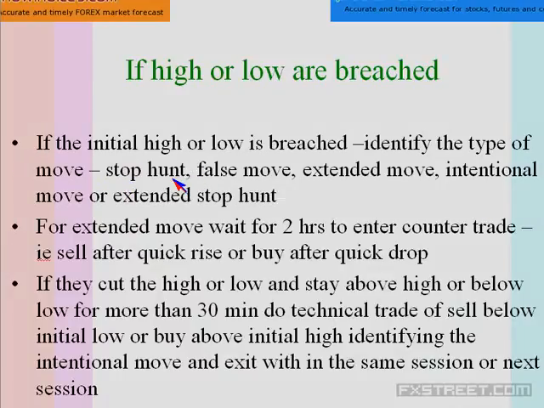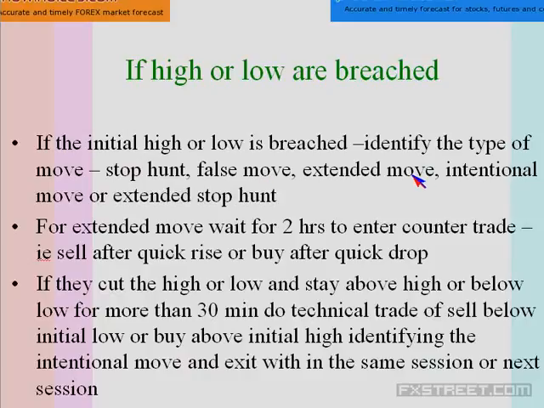So we have to identify whether it is a stop point. That is, it goes above the high and comes down in less than 30 minutes. Now, in the case of Euro, they come closer to the high, but still have not breached it. Is it a false move? If they go above the high and come down in less than 30 minutes, it's a stop point. If they come up to the high and drop, it is a false move in 30 minutes' time, and then they will go closer to the low in that process.